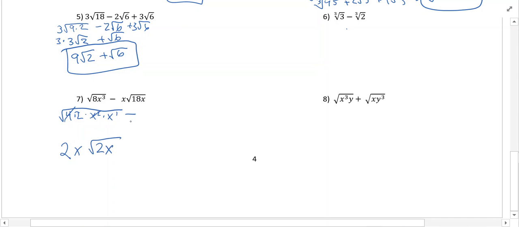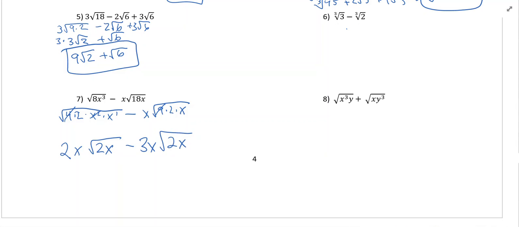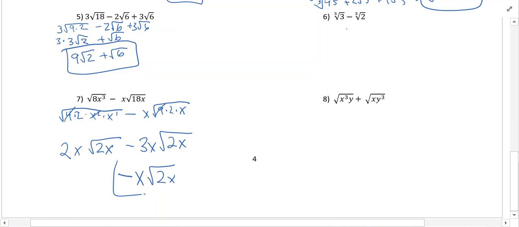For this middle term, I'm going to bring down the minus sign, the x, and I'm going to also break this apart. This is 9 times 2 times x. So when I take the square root of 9, I'm left with minus 3x, because remember you multiply the x and the 3, and then I have rad 2x. So now we can say 2x rad 2x minus 3x rad 2x is going to leave us with negative x rad 2x. You could put the 1 if you wanted to, negative 1x.